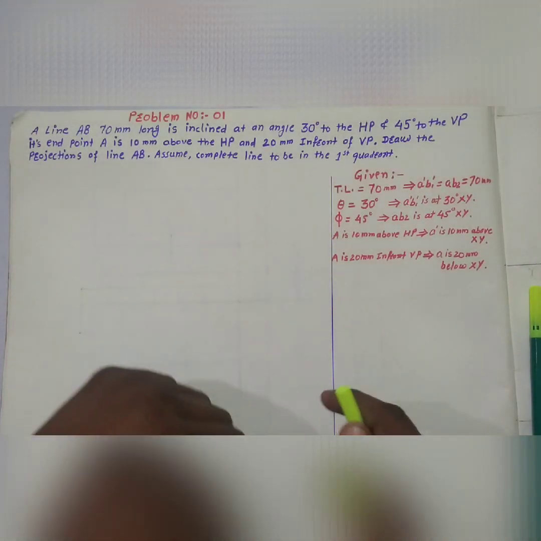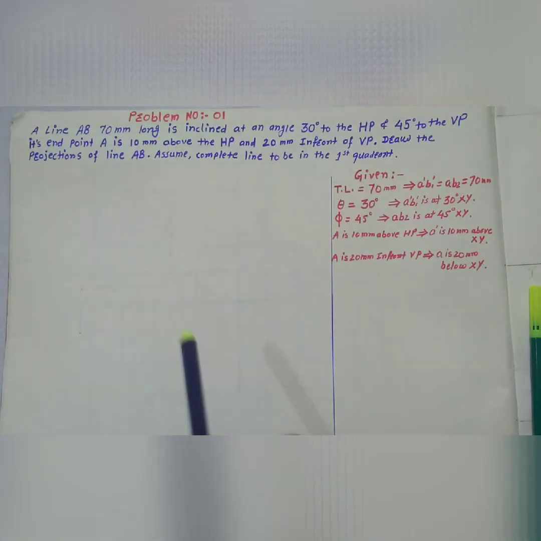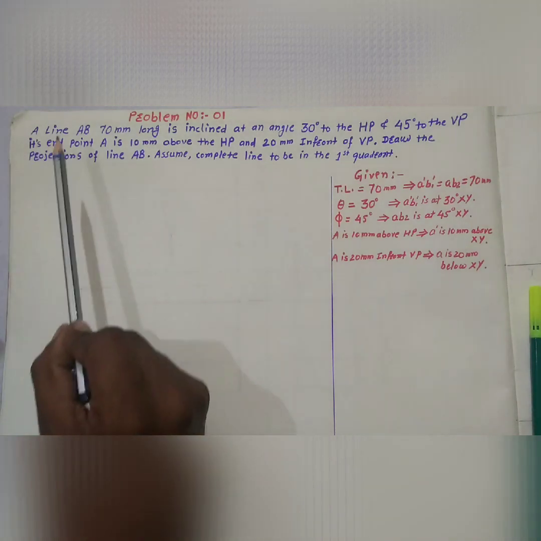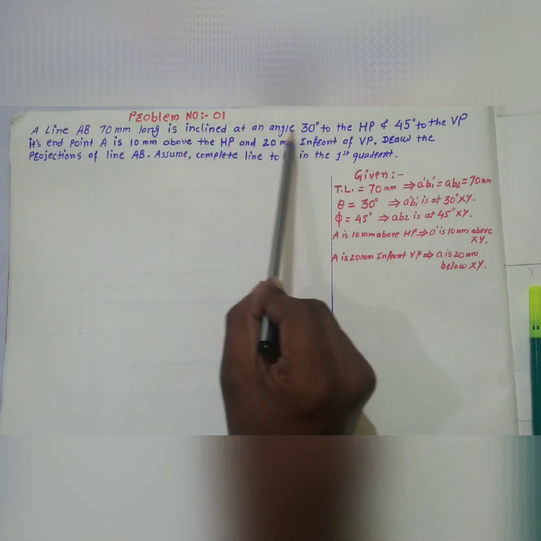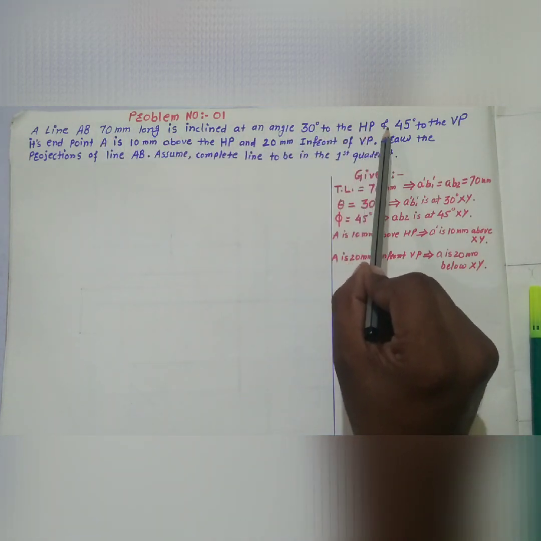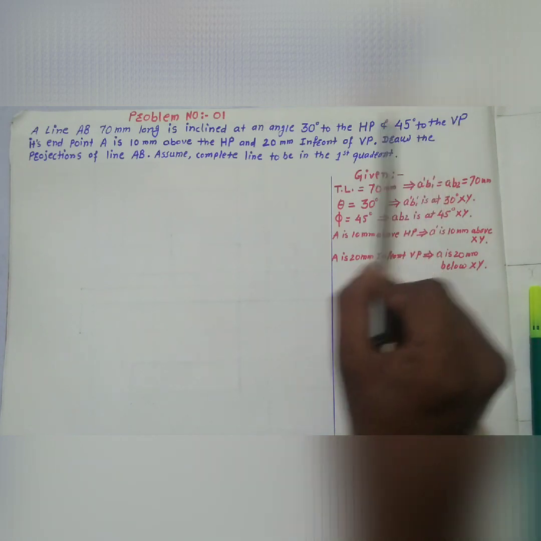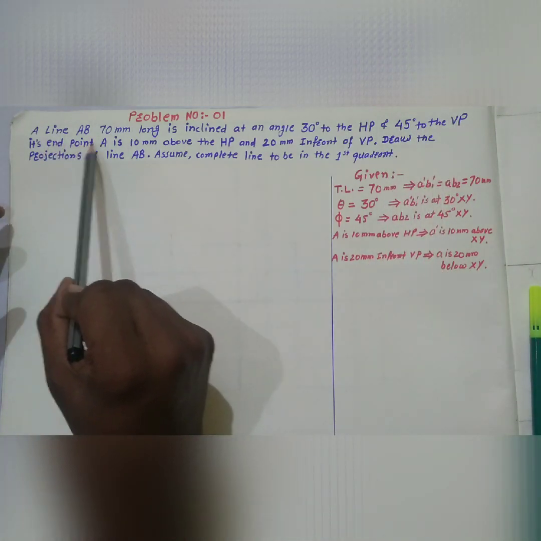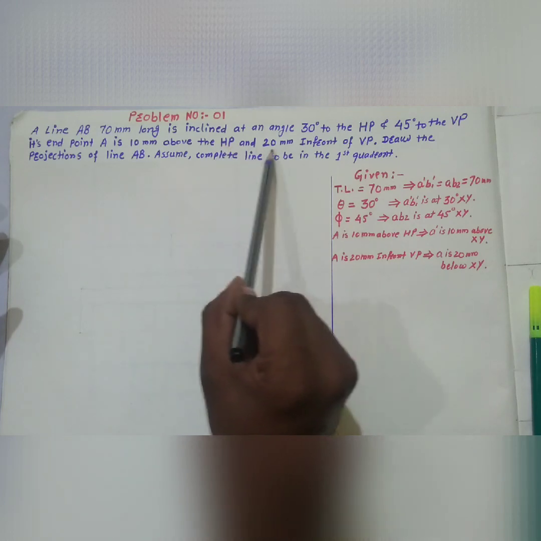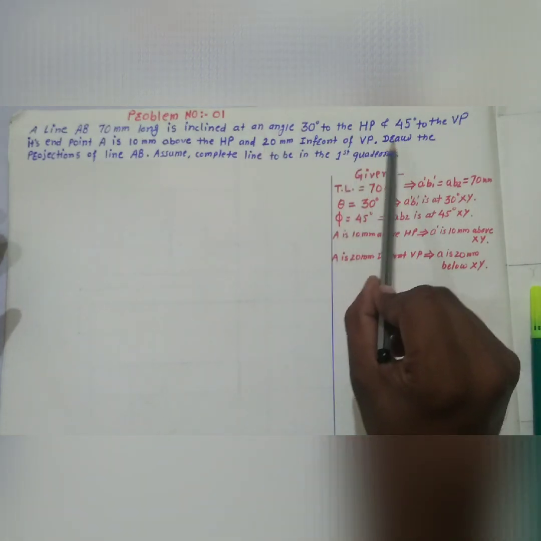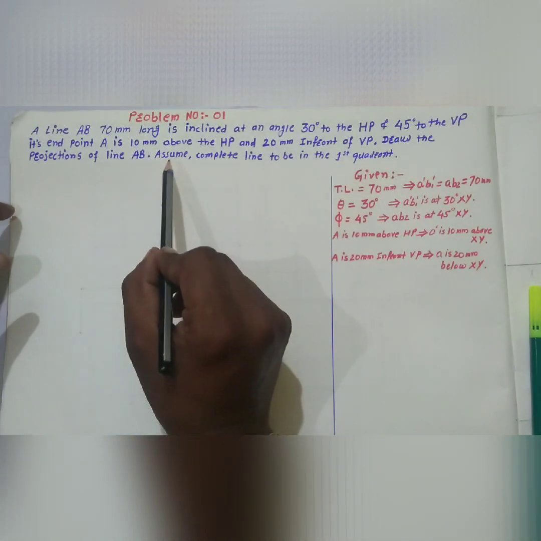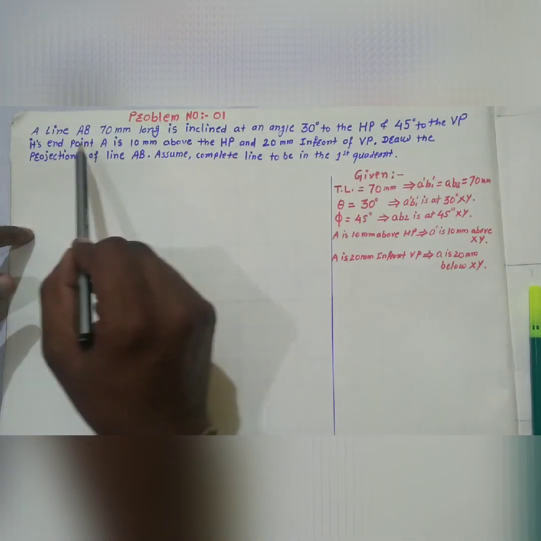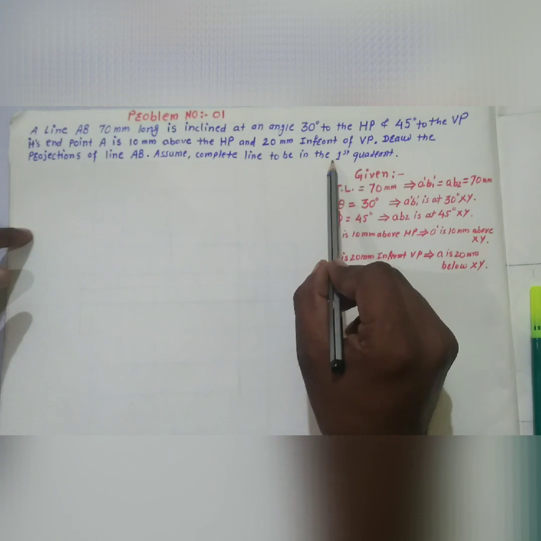Students, we are here discussing problem number 1 of projection of a line. The problem is: a line AB, 70 mm long, is inclined at an angle of 30 degrees to the HP and 45 degrees to the VP. Its end point A is 10 mm above the HP and 20 mm in front of the VP. Draw the projection of the line AB. We have to assume that the complete line AB should be in the first quadrant.